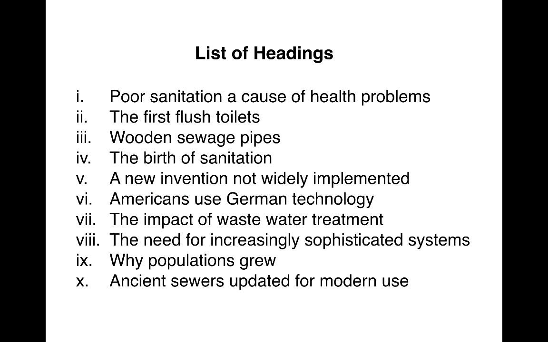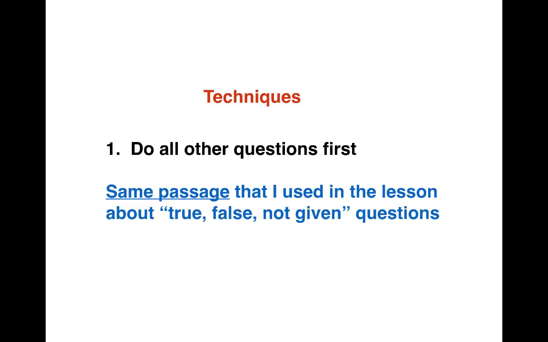The first thing you'll see on the test is the list of headings. Here are the headings. We're not going to go through them yet. Jump over that and go to the title of the passage, which is the development of sanitation systems. And then if you remember the techniques I've suggested, the first thing you would do is do all other questions first. Now on the worksheet, there aren't any other questions. I've only given you the paragraph headings questions. But you might have noticed that this is the same passage that I used in the lesson about true, false, not given questions.